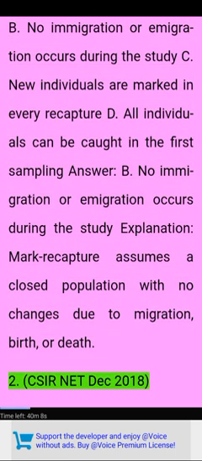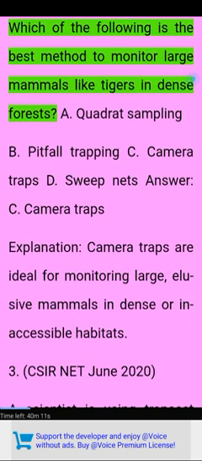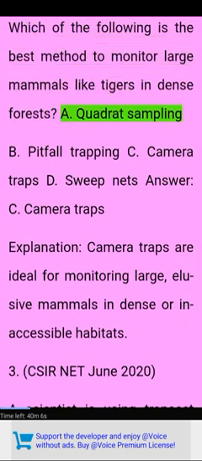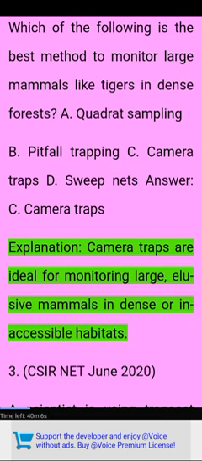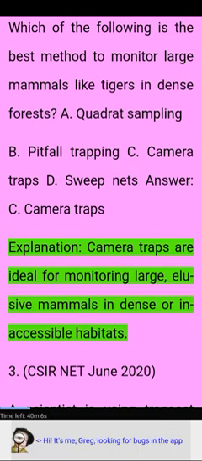2. CSIR-NET Dec 2018. Which of the following is the best method to monitor large mammals like tigers in dense forests? A. Quadrat sampling. B. Pitfall trapping. C. Camera traps. D. Sweep nets. Answer: C, camera traps. Explanation: Camera traps are ideal for monitoring large, elusive mammals in dense or inaccessible habitats.